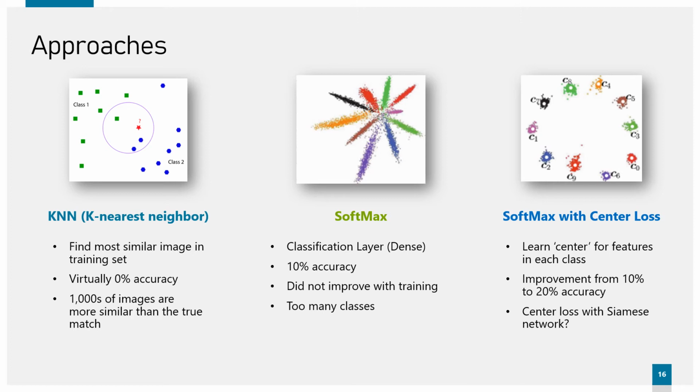The last method was softmax with center loss. So the model would learn a center of the features for each class. This is like an average. There was an improvement from about 10% to about 20% accuracy. In the future, I'd like to investigate if center loss could be used with the Siamese network.